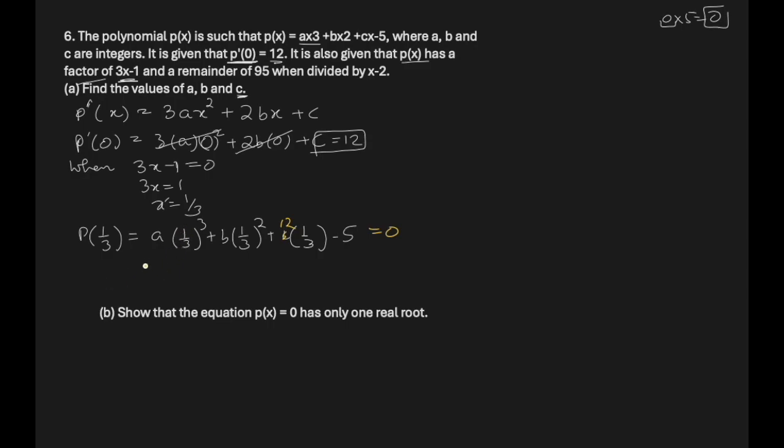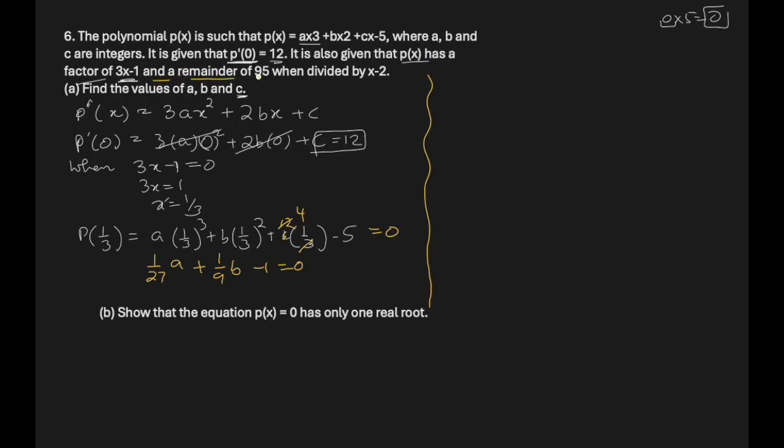So it is 1 over 27a, plus 1 over 9b, and 3 and 12 can cancel, so 4 minus 5 is minus 1, equal to 0. This is one of the equations. Let's see if we get a third equation by the third sentence.